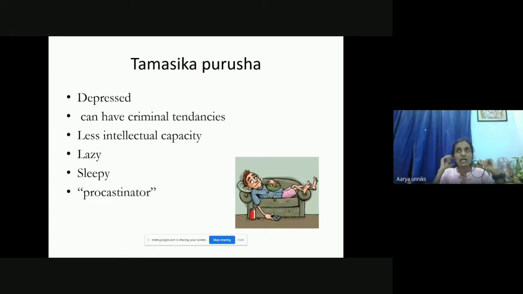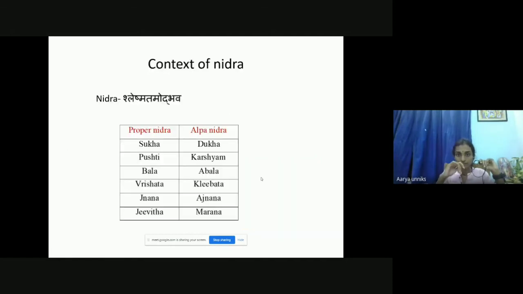So what's the next area where Trigunas come into play, where the Trigunas are mentioned physiologically? That is Nidra, the context of Nidra. In the context of Nidra, it is said that Nidra is Sleshma-Tamodbhava, says Sushrutam. So we know that it is due to Kapha we feel sleepy, but it is also due to Tamas that we feel sleepy. That is the normal sleep. We're discussing the normal sleep.